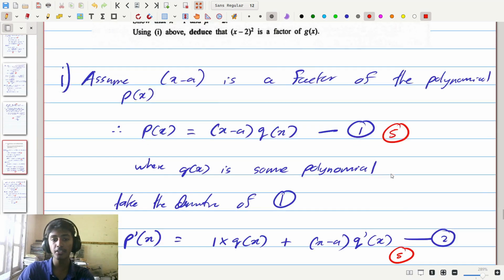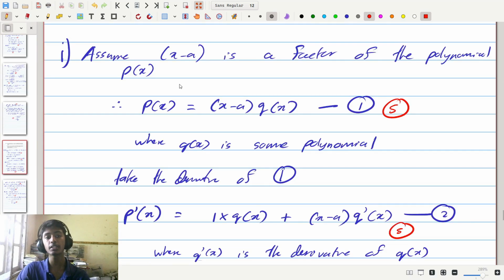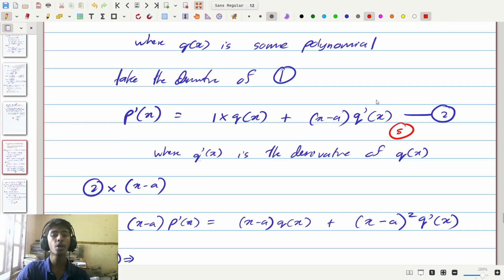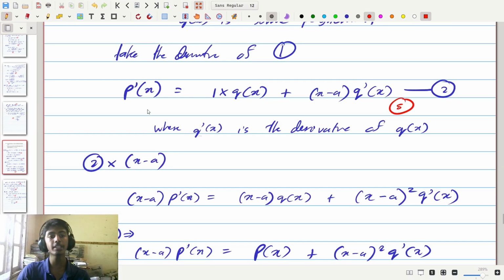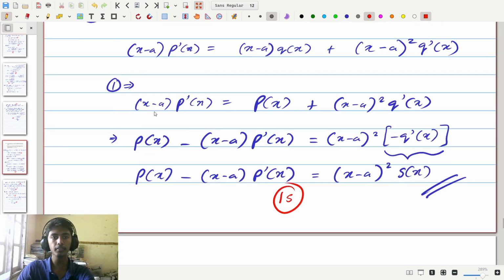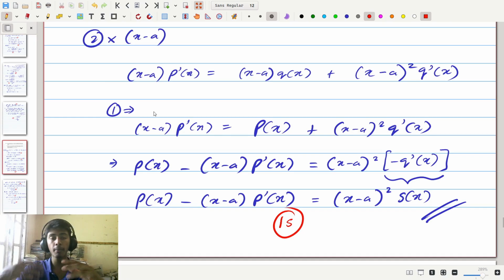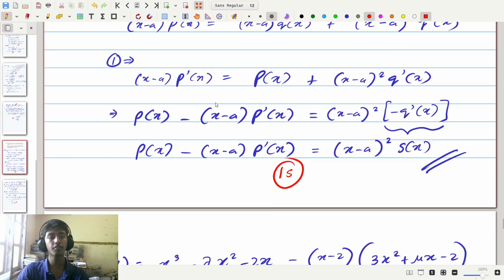So if you consider the marks assigned, for the first part where you take the fact that x minus a is a factor of the polynomial p of x to mean that p of x is equal to x minus a times q of x, you're going to get 5 marks. When you then take the derivative of that and you obtain that p prime of x is going to be equal to q of x plus x minus a times q prime of x, you're going to get another 5 marks. When you then combine these two together to finally get the final form of the first part of the question, which is that p of x minus a times p prime of x is equal to x minus a squared times s of x, you're going to get another 15 marks.